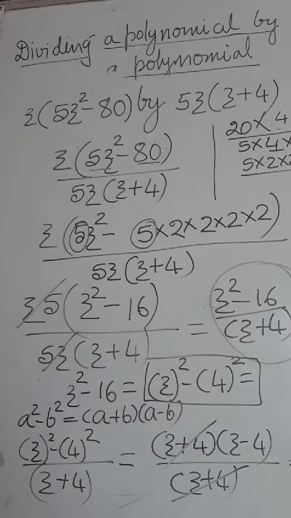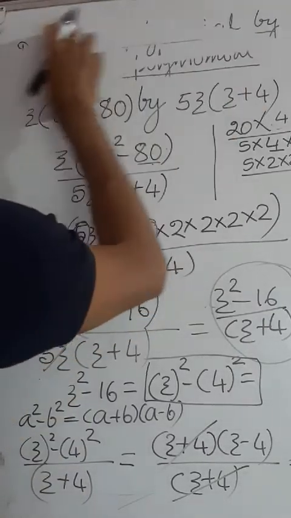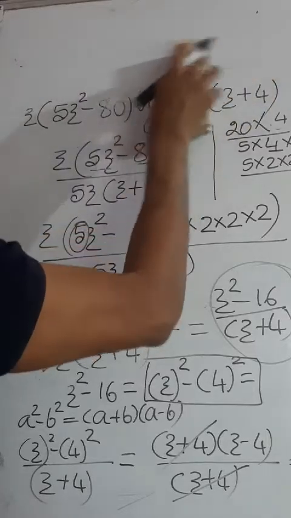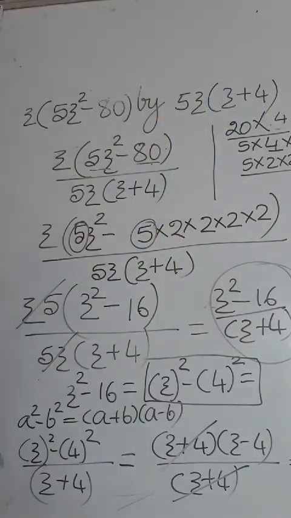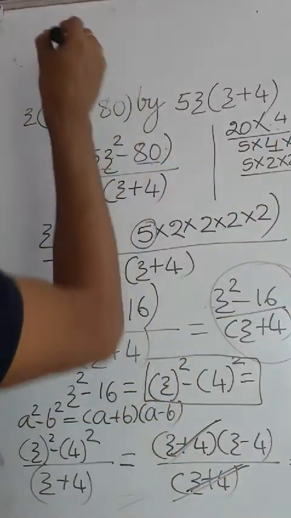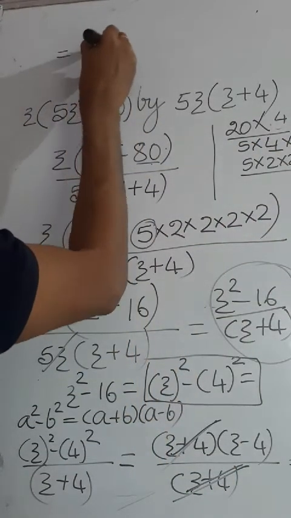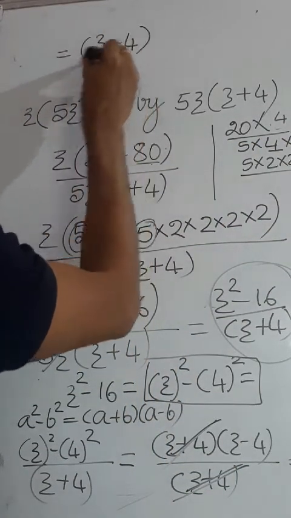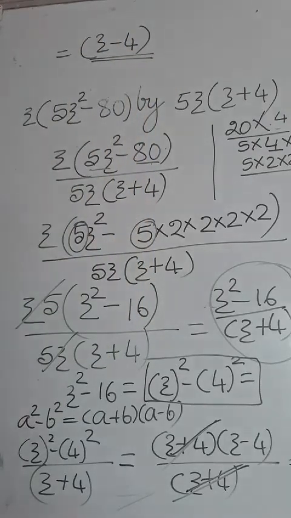Z into z minus 4 divided by this one. So how can you write the final answer? Z plus 4 cancelled, so z minus 4. As I told, z minus 4 is the final answer.